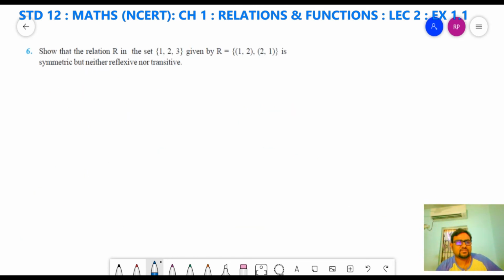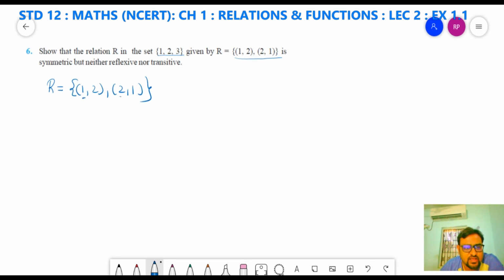Question number 6. Show that the relation R in the set {1, 2, 3} given by R = {(1, 2), (2, 1)} is symmetric but neither reflexive nor transitive. First, let me write down the relation given. R is equal to {(1, 2), (2, 1)}.